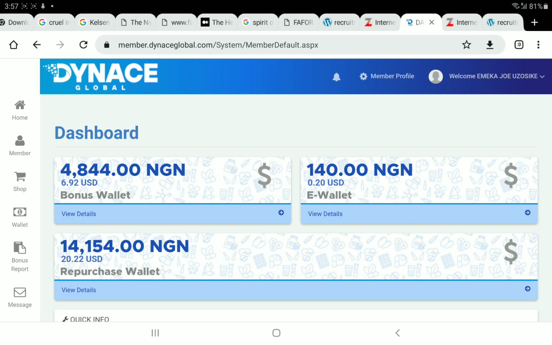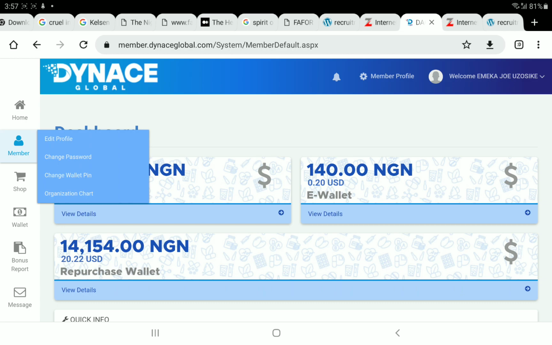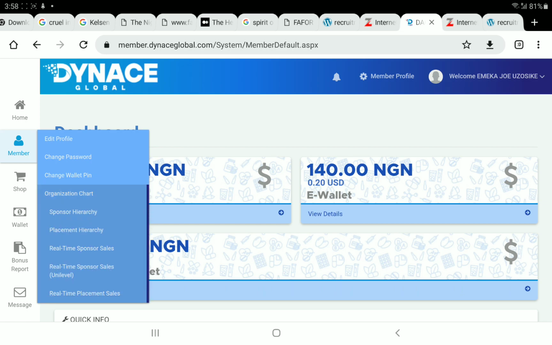All right, now when you want to do a placement for a registration that you want to do, you go to members. The first thing you want to do, you want to check your organizational chart. You want to check where you want to do the placement. So you go to organizational chart, then you click on placement hierarchy.